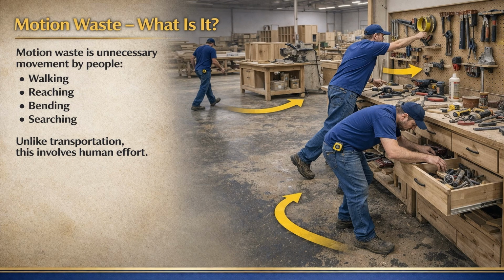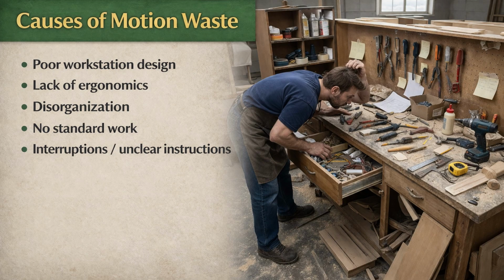Now for the waste of motion. So, transportation waste is unnecessary movement of product, while motion waste is the unnecessary movement by people. Things like walking, reaching, bending, or searching for things during work. So, unlike transportation, which involves materials, motion waste involves human effort. Here is a list of some things that can cause unnecessary motion. Poor workstation design, tools far from reach. Lack of ergonomic considerations. Searching for tools or parts due to poor organization. Inadequate standard work procedures. Frequent interruptions or unclear instructions.